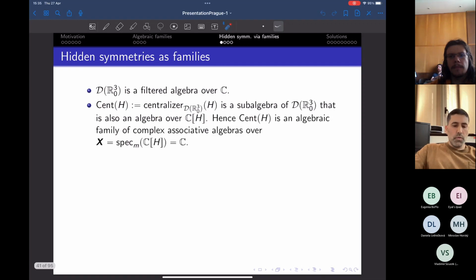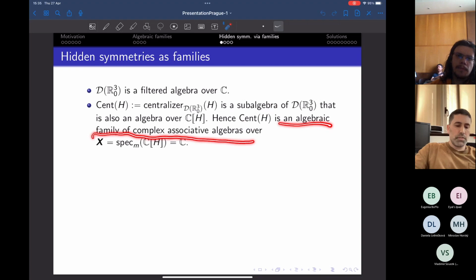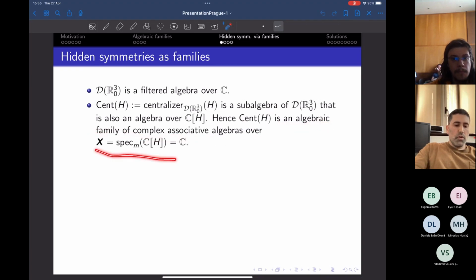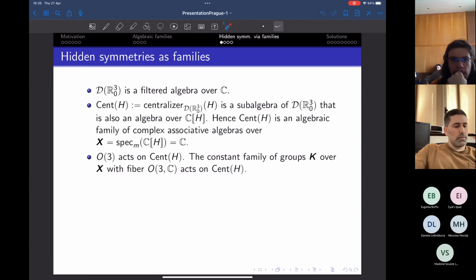What we got here, we obtain the centralizer. We notice that the centralizer is an algebraic family of complex associative algebras over complex numbers. You can think of complex numbers in more algebraic language as the maximal spectrum of this ring, but just over the complex affine line, just complex numbers. So we have a family of complex associative algebras. I would like to get out of them a family of complex Lie algebras. We'll do it slowly. First, let me show how we can get the family of groups.